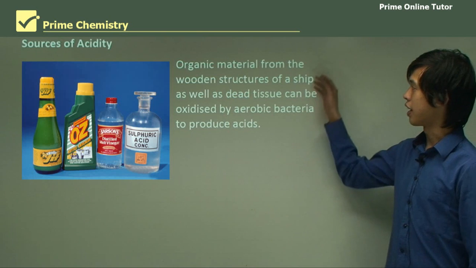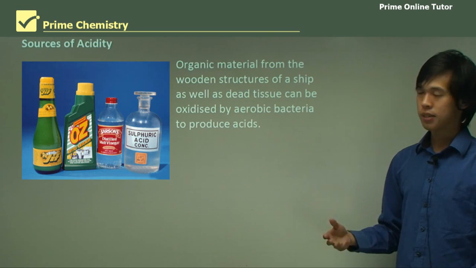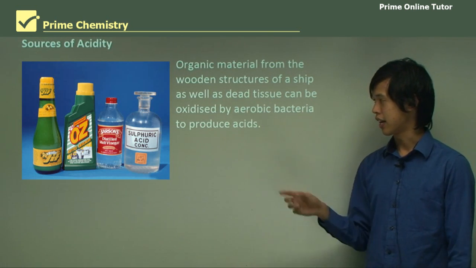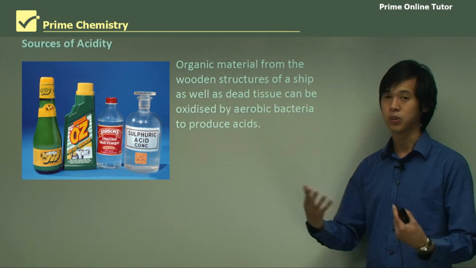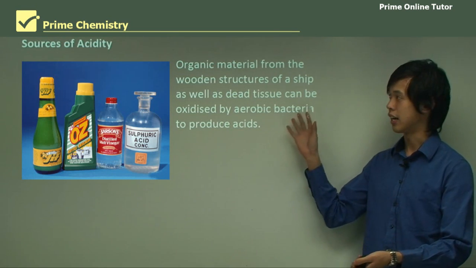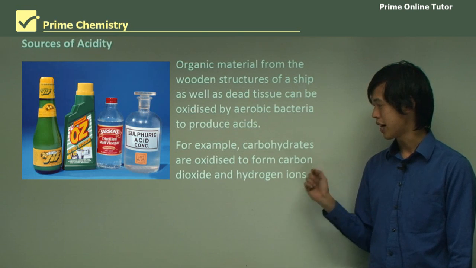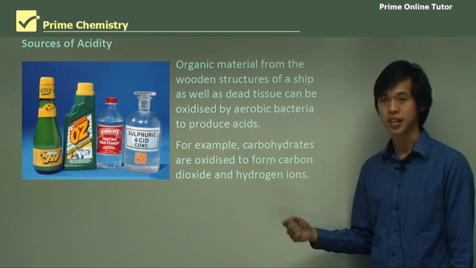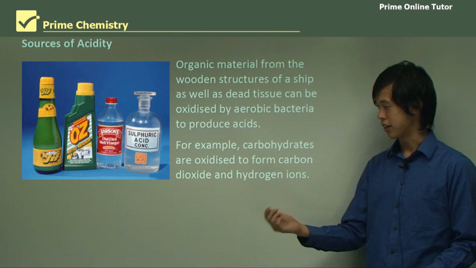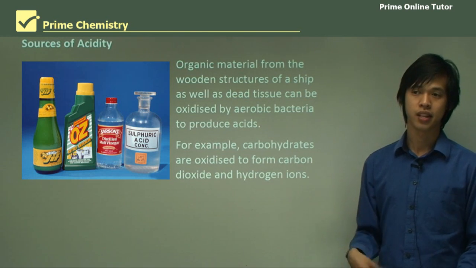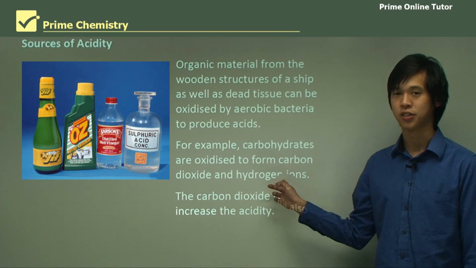Now outside of carbon dioxide, we have organic material from wooden structures, so wooden ships, as well as dead tissue from organisms, which can be oxidized by aerobic bacteria to produce acids. Even though the concentration of oxygen is low, there might be just enough oxygen to allow these aerobic bacteria to decompose these organic compounds, and that gives you acids as well. For example, carbohydrates are oxidized to form carbon dioxide as well as hydrogen ions. Carbohydrates are things like sugars or starches. So that increases the acidity, as that extra carbon dioxide will also increase the acidity as well as the hydrogen ions.